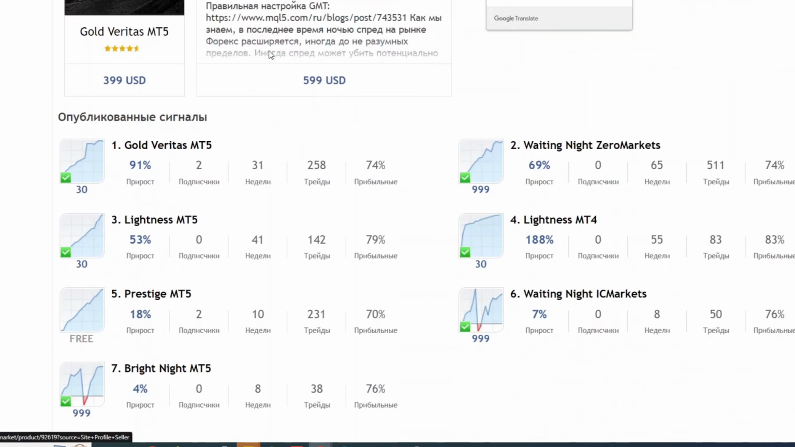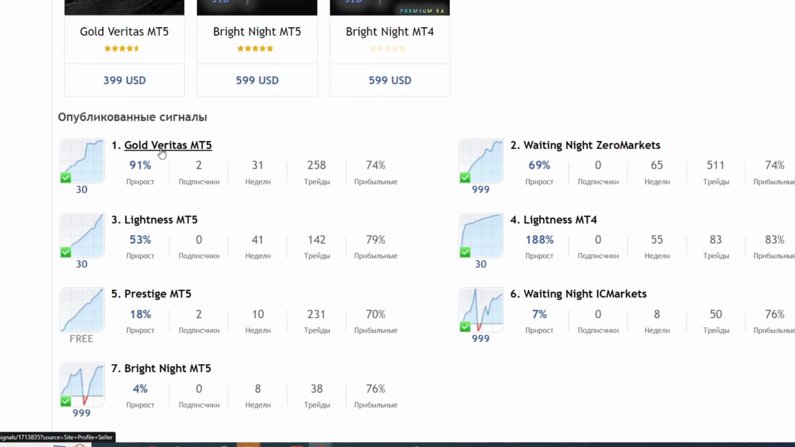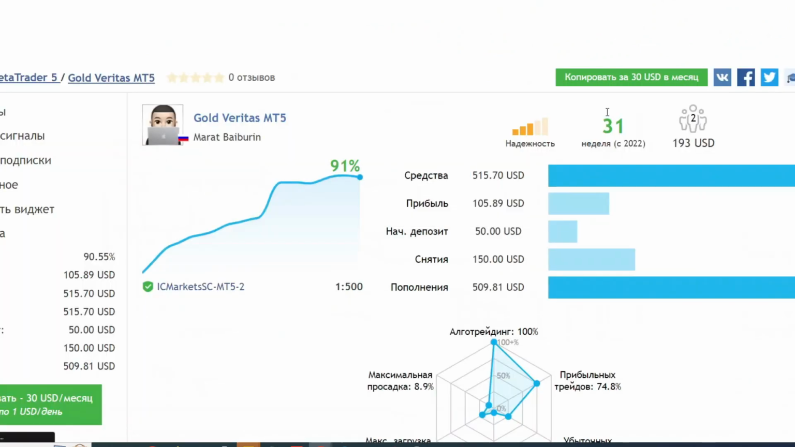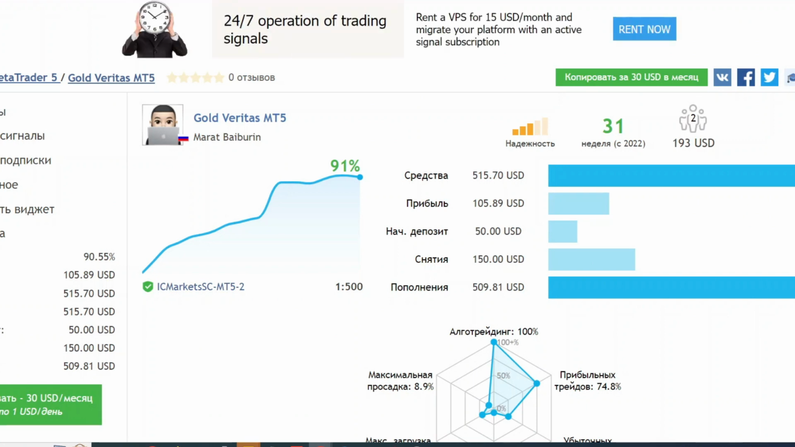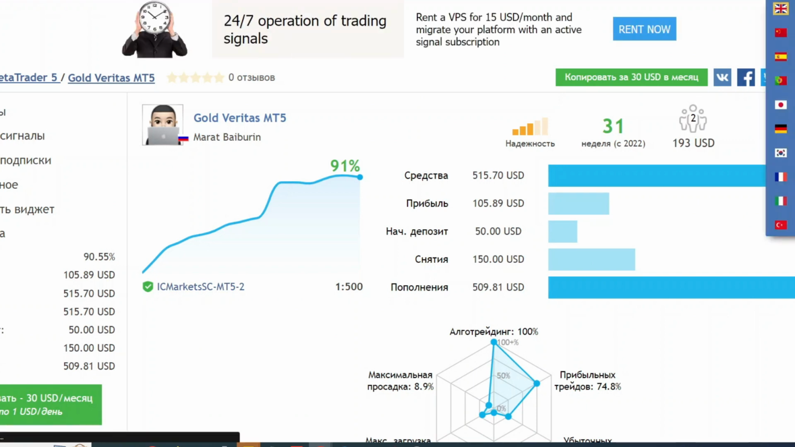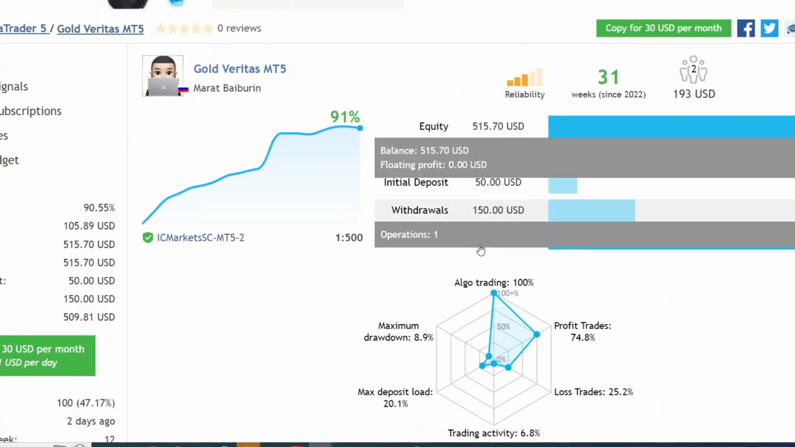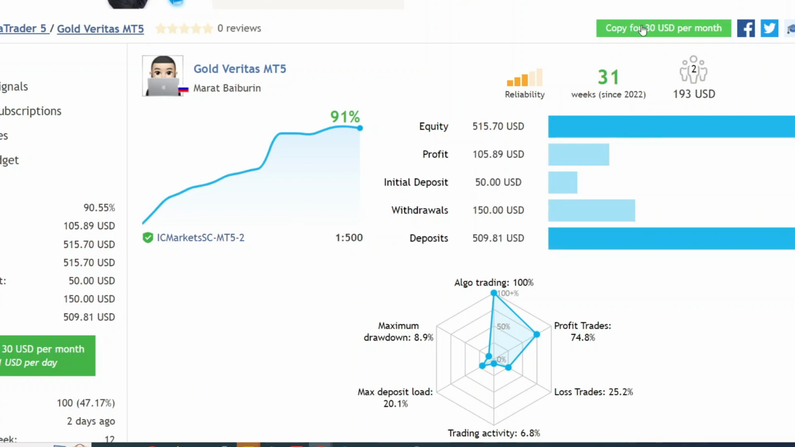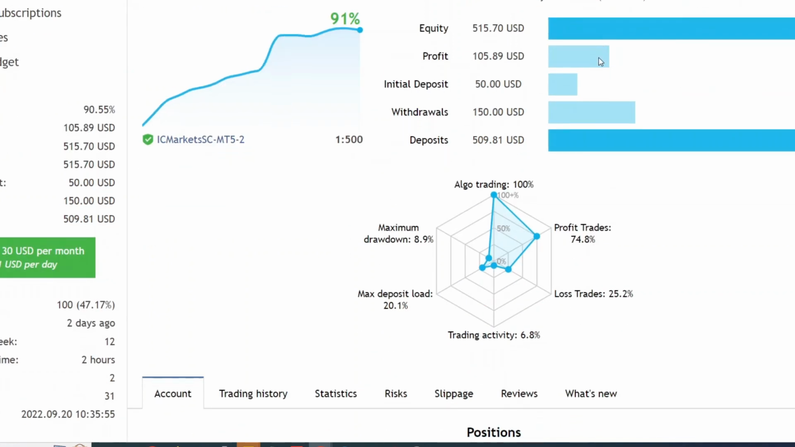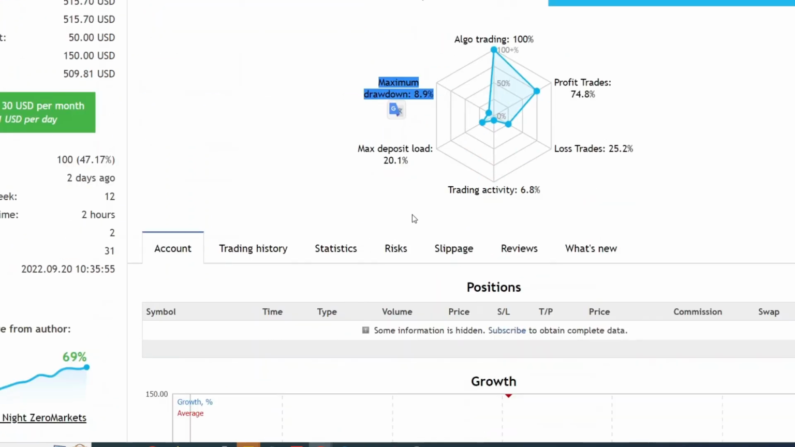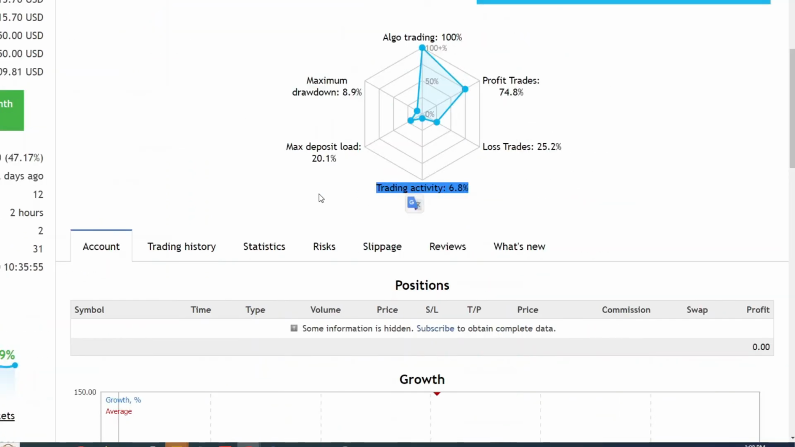Trading results of gold Veritas. I took the trading result reference from the gold Veritas developer at mql.com. The initial deposit used by the developer is 50 USD, and there is additional capital until the total deposit becomes 509 USD. Already withdrawn 150 USD. Profit earned 105 USD. The biggest drawdown is 8.9%. The resulting trading activity is quite low, only 6.8%. This means that the number of trades in 1 week is quite small.